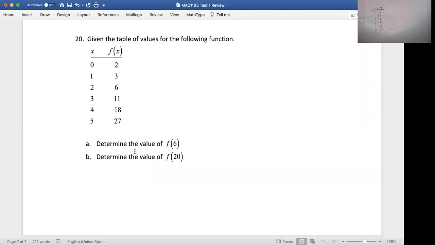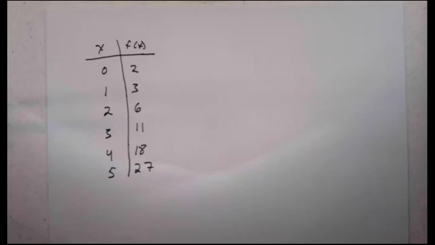And a lot of mathematics is based on pattern recognition. So if I look at this, is there a way for me to establish a pattern so that I can predict the value for f of 6 as well as the value for f of 20? So, I mean, how can I do this?